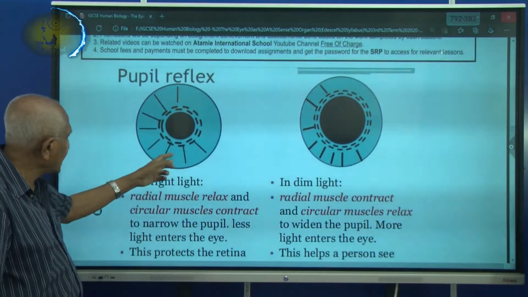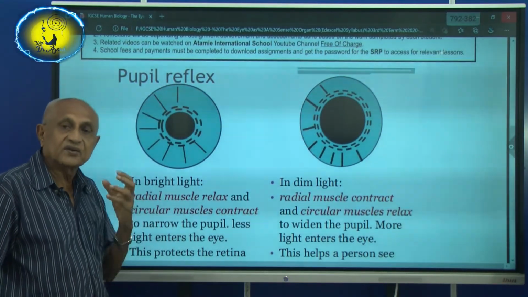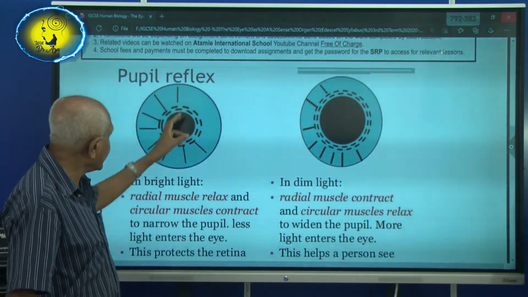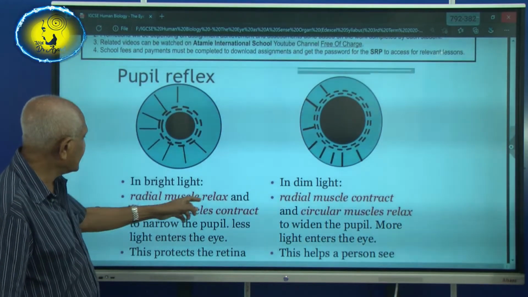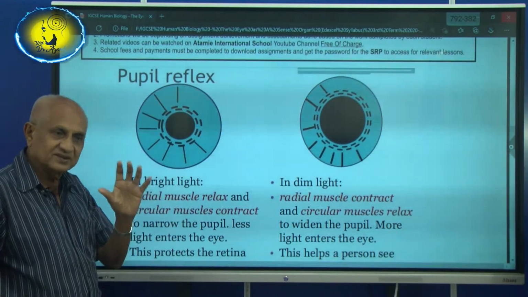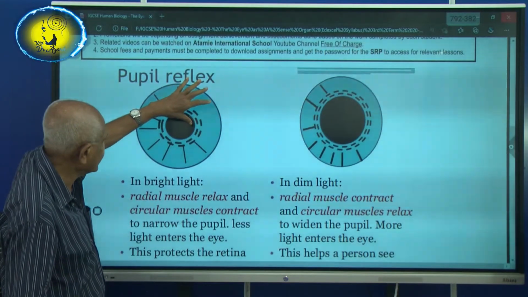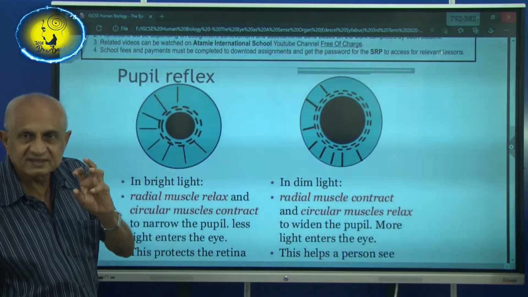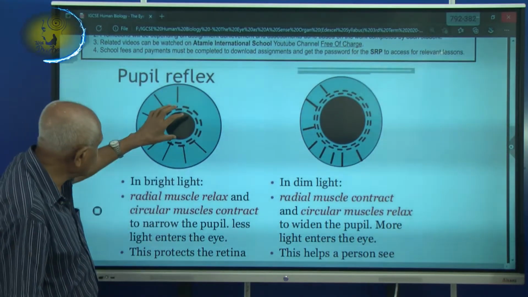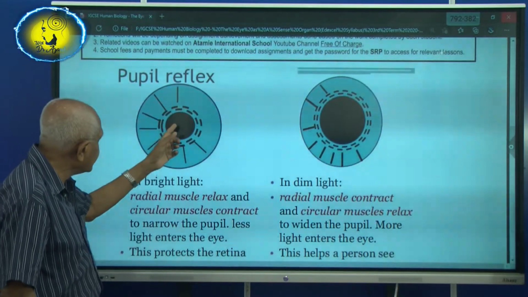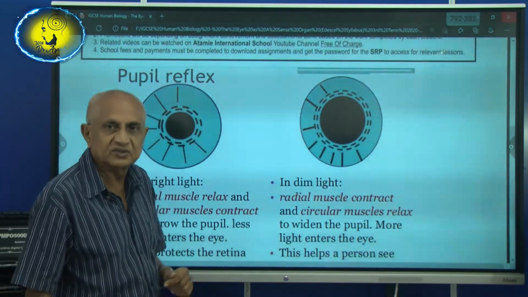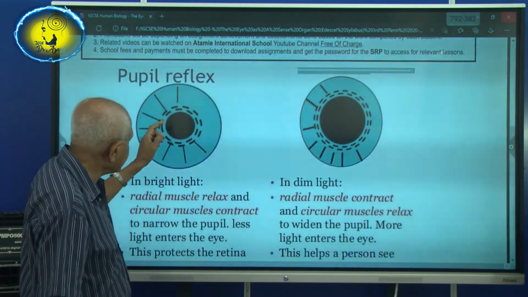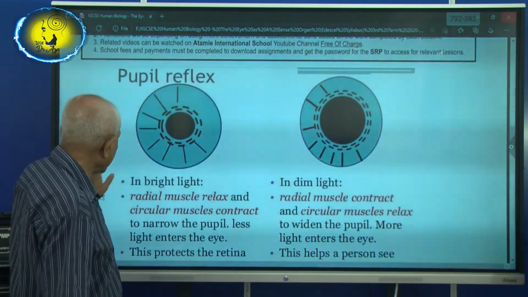Here what happens is we have circular muscles and radial muscles in the iris. The radial muscles relax, and the circular muscles contract. When these muscles contract, the pupil becomes smaller. So less light is entering through the pupil.